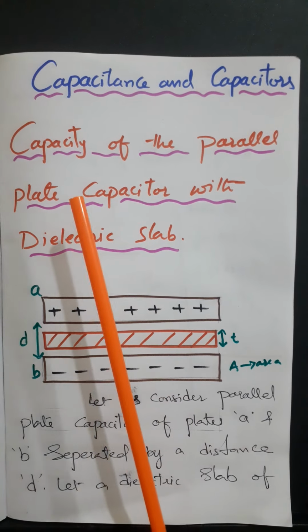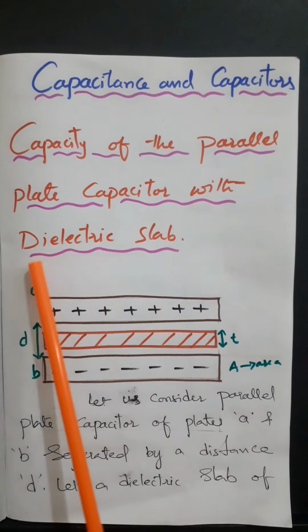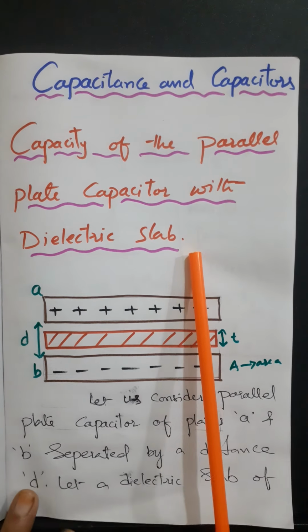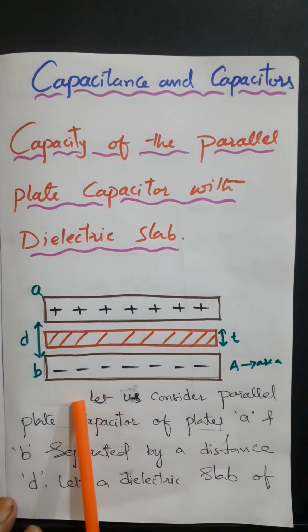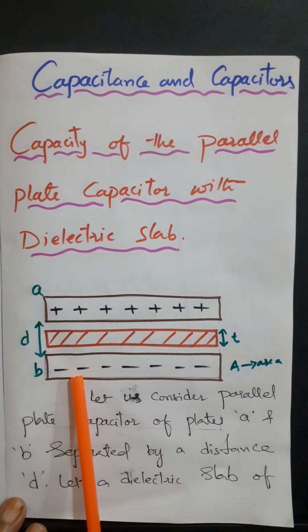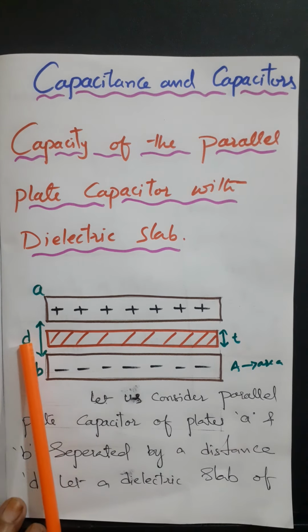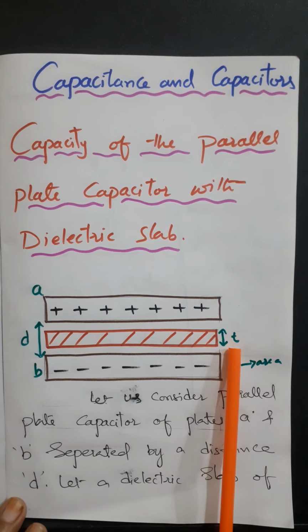Good morning. Today I am going to explain the capacity of the parallel plate capacitor with a dielectric slab. This is one of the important topics in capacitance and capacitors. Let us consider two parallel plates separated by some distance d, and in between a dielectric slab is placed whose thickness is t.